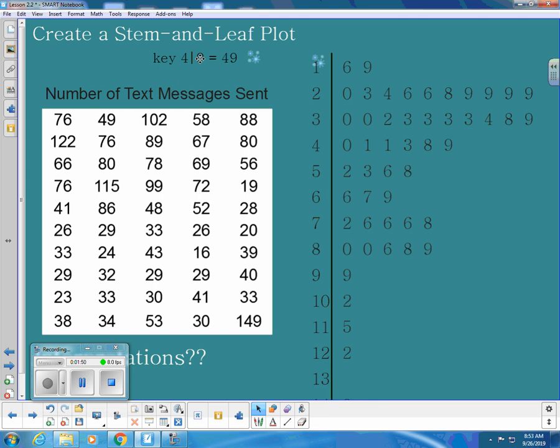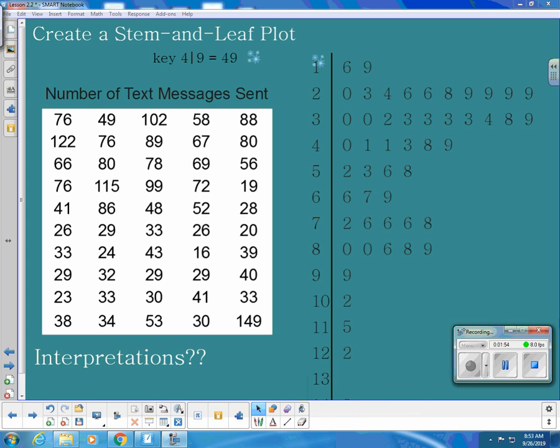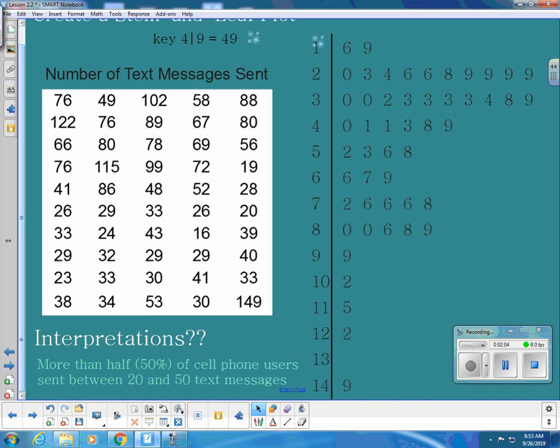Okay, so if you're looking at this, these are the number of text messages sent. You can see the bulk of them are between 20 and 80. So an interpretation could be at least half of them are between 20 and 50 even. But you have the slowing down here in the 90s and above. So there are different interpretations you can have. Those are just observations.